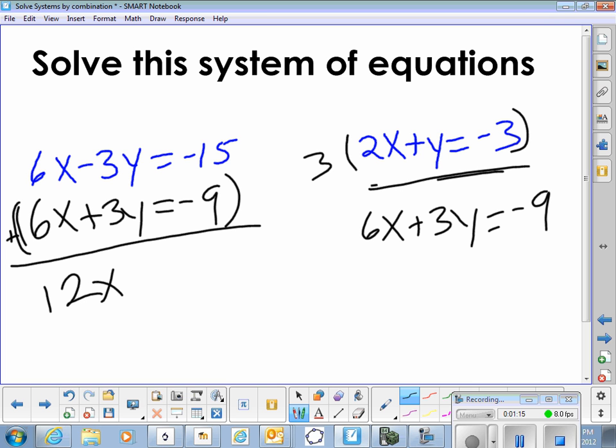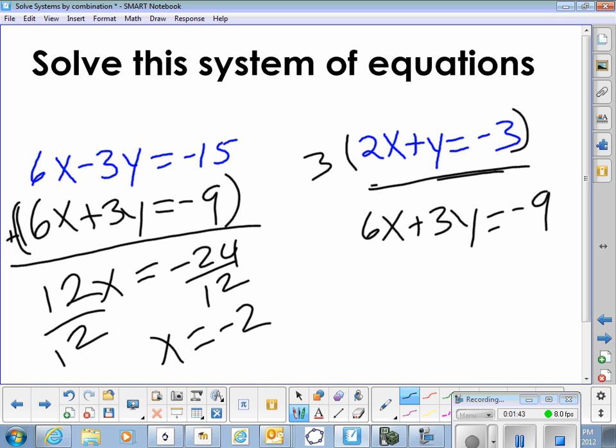That's why we did that. We'll get them to have the same magnitude of coefficient. In this case, they're different signs, and so I just add them and they cancel. That's why some people call this, instead of combination, elimination. So I'm going to add negative 15 and negative 9, and I get negative 24. Divide by 12.